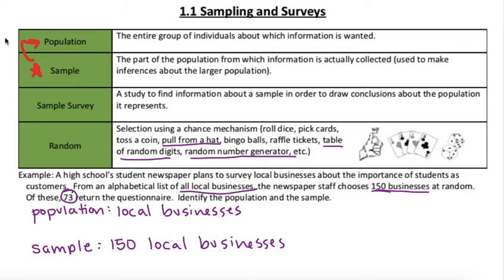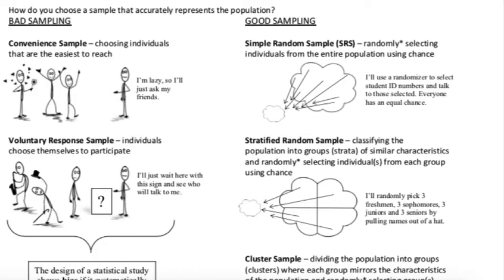There are ways that we can sample poorly and ways that we can sample well. We want to be able to identify bad sampling versus good sampling. The first one we look at is a simple random sample. This means using some choice object that creates a random scenario, selecting individuals from the entire population using chance. If this cloud is the entire population, I'm going to use a randomizer to select student ID numbers and talk to those that were selected. Everyone has an equal chance.